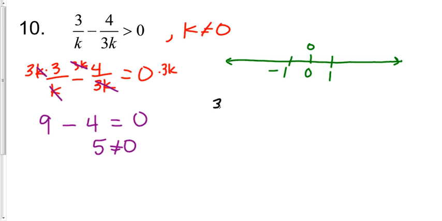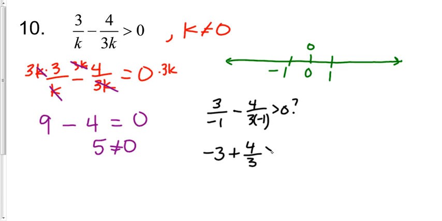So I'm going to plug in -1 for k. So 3 over -1 minus 4 over 3 times -1. Is that greater than 0? Question mark. Well, 3 over -1 is -3. The two negatives here will make plus 4/3. Is that greater than 0? Well, this is -3 plus 1 1/3. It's going to be a negative number. So is it greater than 0? No. So -1 is out and everything to the left of 0 is out.